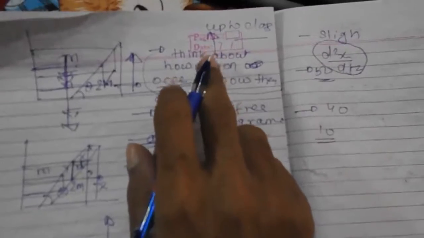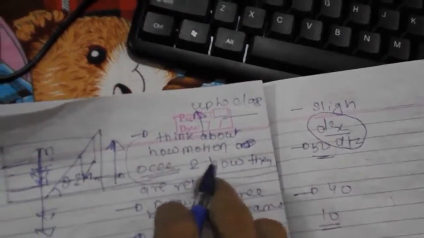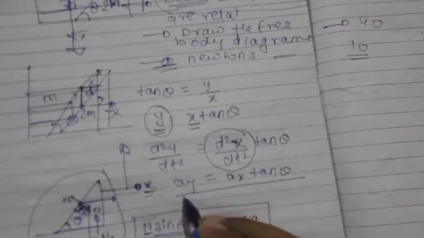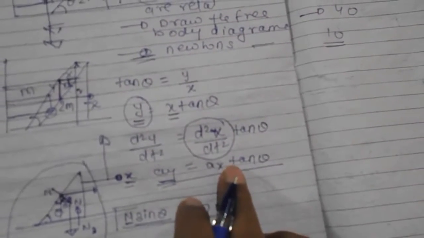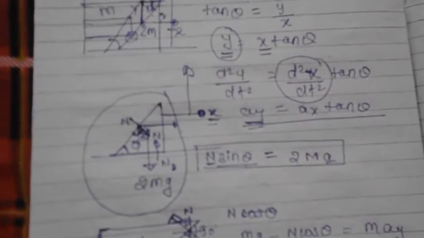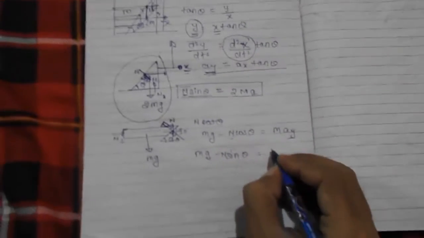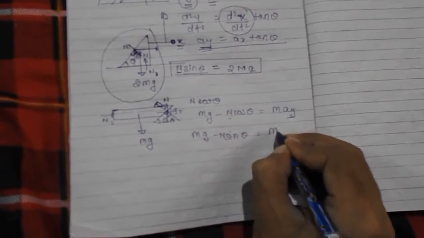To solve this equation, you need to understand this step: how to analyze motion and acceleration, and establish the relationship between the accelerations of the bodies. So I have one extra equation. If I replace ay equal to ax tan theta, it will become very simple. So, guys, mg minus N sin theta should be equal to m ax tan theta.